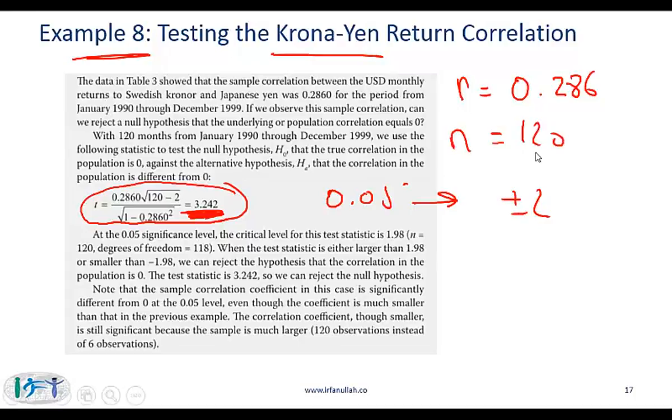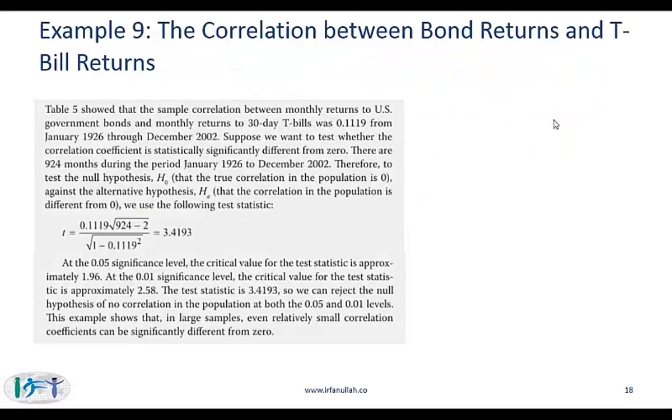N is pretty big. When you have a large sample, then even with a low correlation, you can get statistical significance. If we had this small number with only a sample size of 6, chances are that we would not have been able to reject the null. And then more of the same.